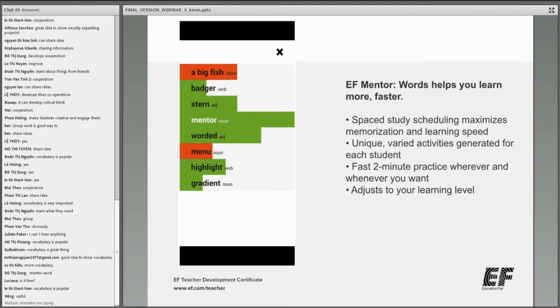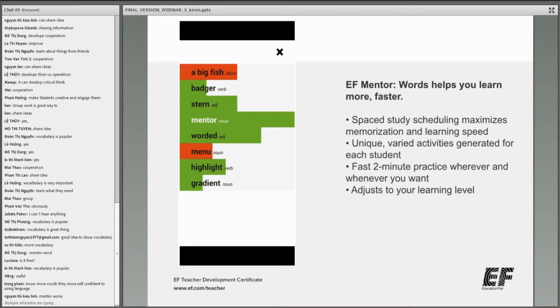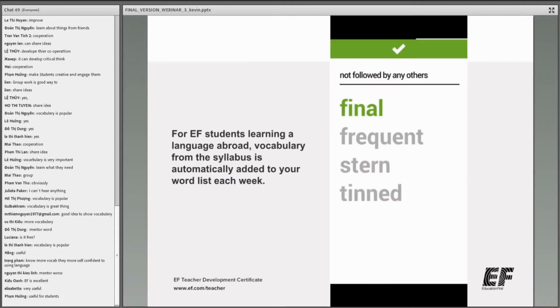So EF Mentor Words helps you learn more, faster. It has spaced study scheduling, memorization, learning speed, varied activities generated for each student, 2-minute practice if you have only a short amount of time, and it adjusts to the learning level. It's an app that learns based on what the student needs.